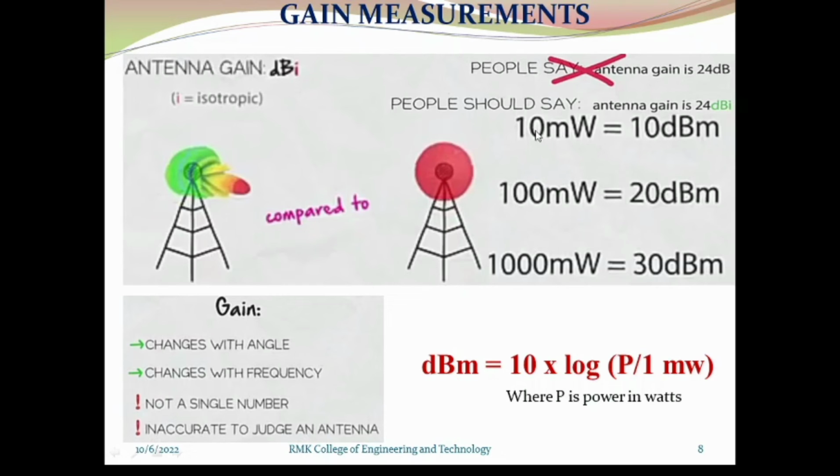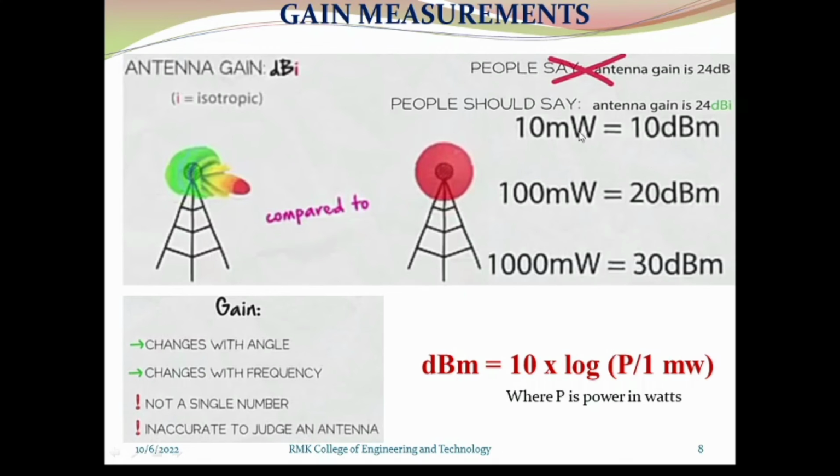If it is 10 milliwatts, how do we convert it into dBm? The formula is given over here. dBm is equal to 10 times the logarithm of the power we are getting divided by 1 milliwatt. So this is the formula to measure the power in terms of dBm. See here, 10 milliwatts converted into dBm is 10 dBm, whereas 100 milliwatts is 20 dBm, whereas 1000 milliwatts is 30 dBm.